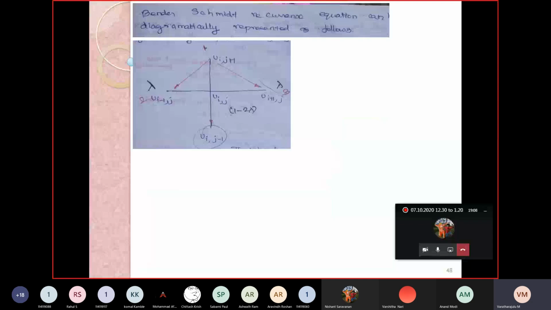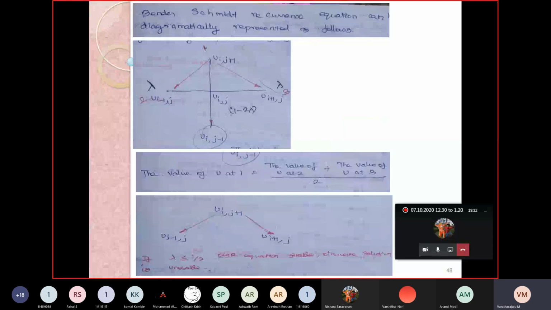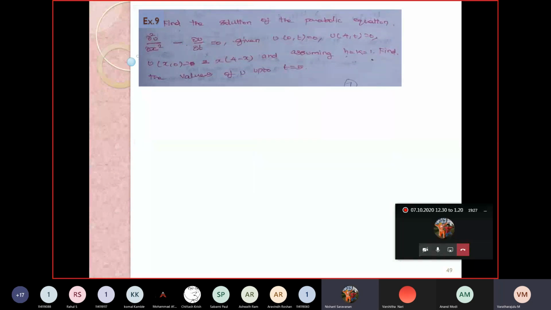Okay, this is the diagrammatic representation of Schmidt and Bender-Schmidt. The top one has Schmidt and the bottom one has Bender-Schmidt. And this is the question which I disseminated yesterday. Find the solution of the parabolic equation ∂²u/∂x² minus ∂u/∂t is equal to 0. By rearranging this, that is u_xx minus a into u_t.